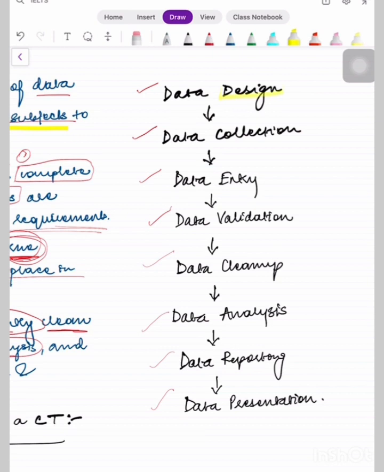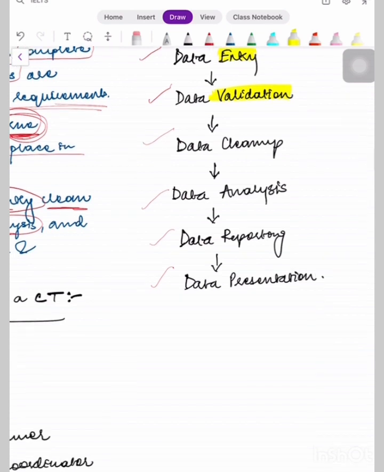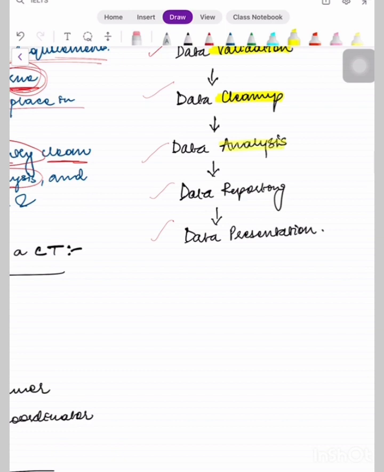Data will be designed, collected, entered into a system or database, then validated whether it's right or not as per what the claim is and what the data is. Then the data cleanup is there. Then whatever data you have collected, they will analyze it, report it and present it finally.